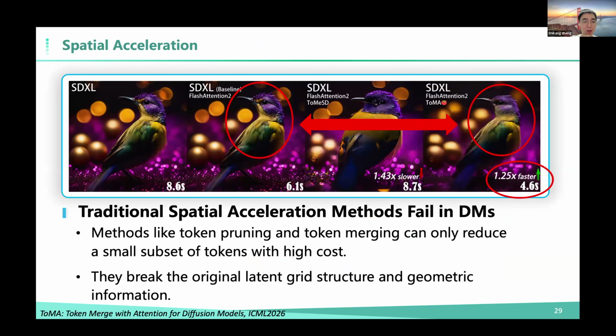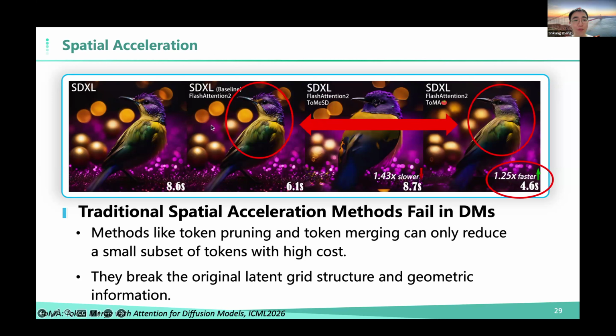So first, I would like to talk about several previous spatial accelerations on other domains, for example, on VLMs and LLMs, like token pruning and token merging. These traditional methods reduce the actual computed tokens during inference. However, when applying them on diffusion models, they show pretty much quality degradation.